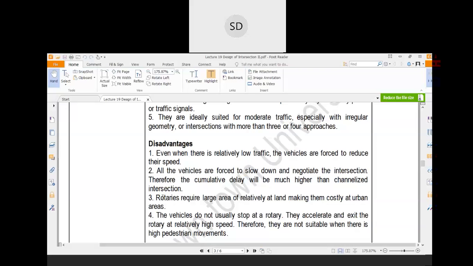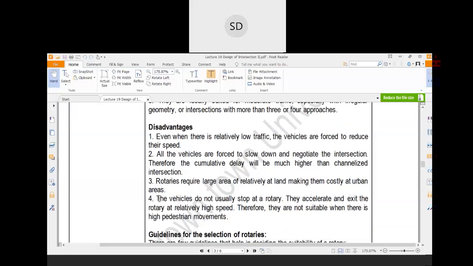Then rotaries require a large area. If you want to build a rotary intersection, it requires a larger area than other types of at-grade intersection, and in this way the cost of the rotary would be higher. And in some cases, because of restrictions in the acquisition of space, the rotary intersection would be very hard to build, generally in the city area or urban area.